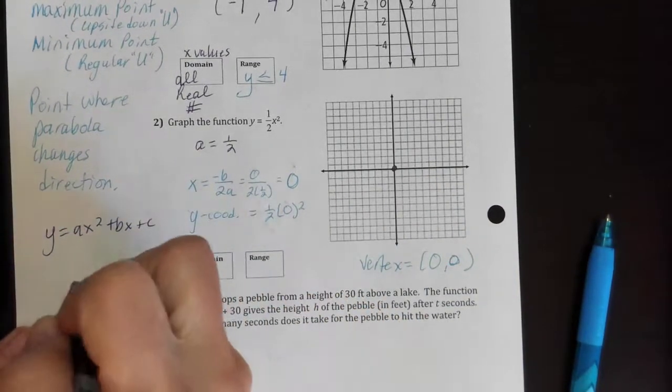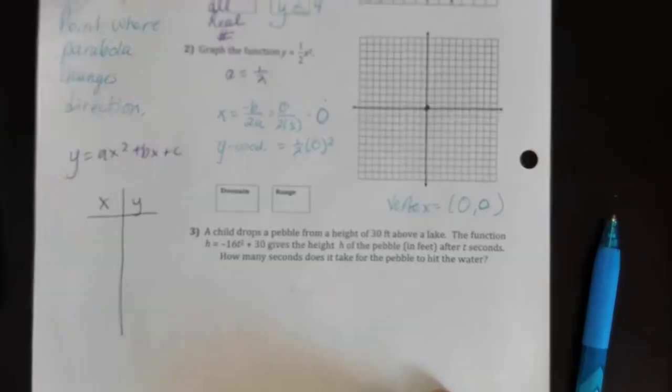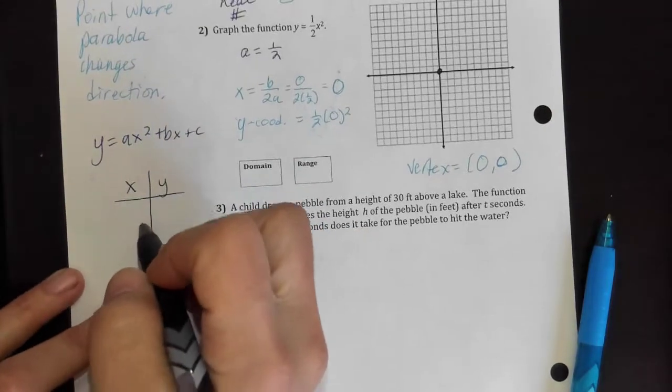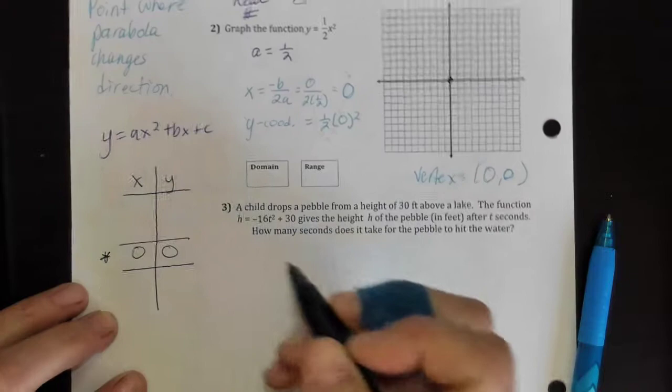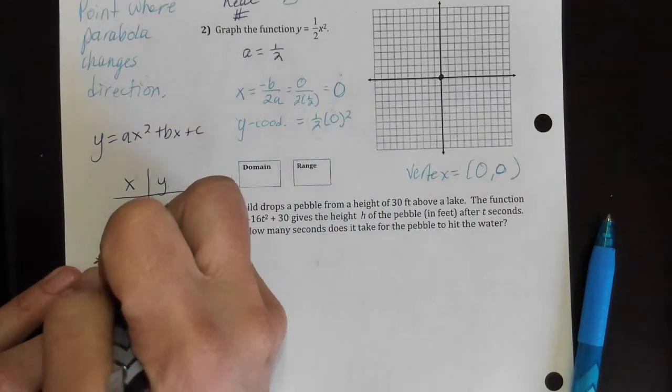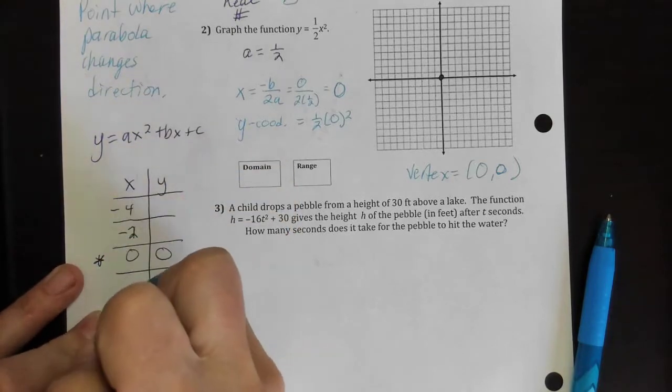So now what we're going to do is make our table of values. And remember, when you do a parabola, you always want to put your vertex in the middle. This is our vertex, where it changes direction. And I'm going to go below and above this value.